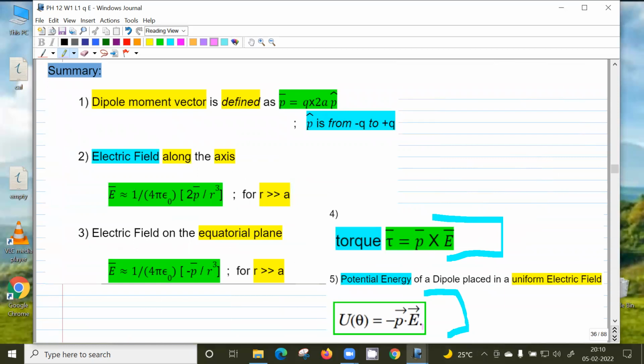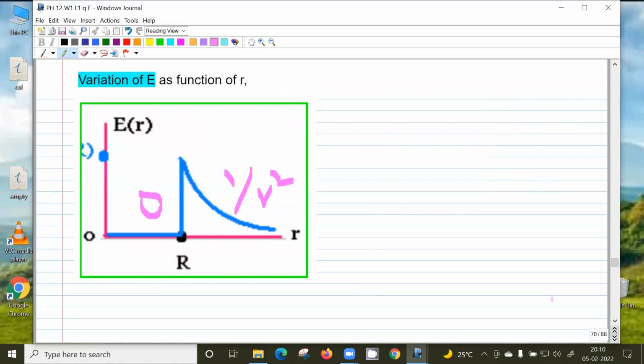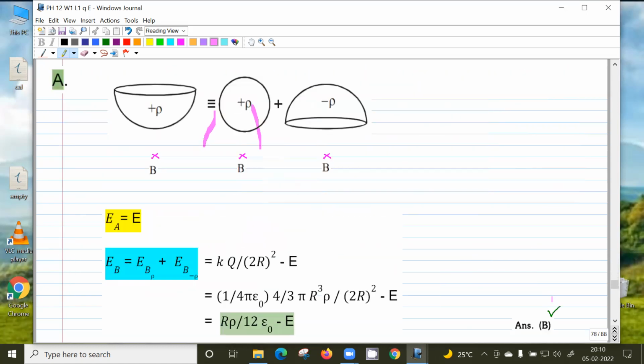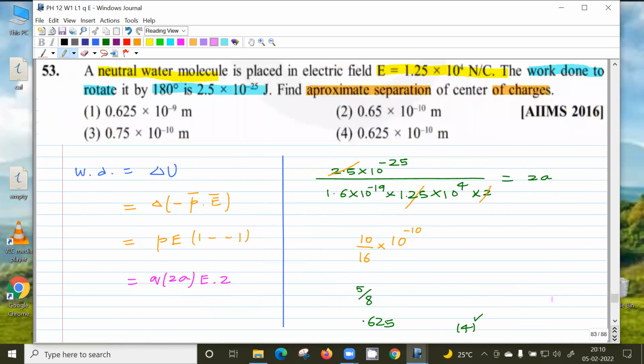Electric potential energy of a dipole in an electric field is minus P dot E. So work done is increase in potential energy. It's basically the work energy theorem, or you can say conservation of energy also. So work done is increase in potential energy, work done on the system. So potential energy increases, minus P dot E. So the change of that, and P dot E is P into cos theta.